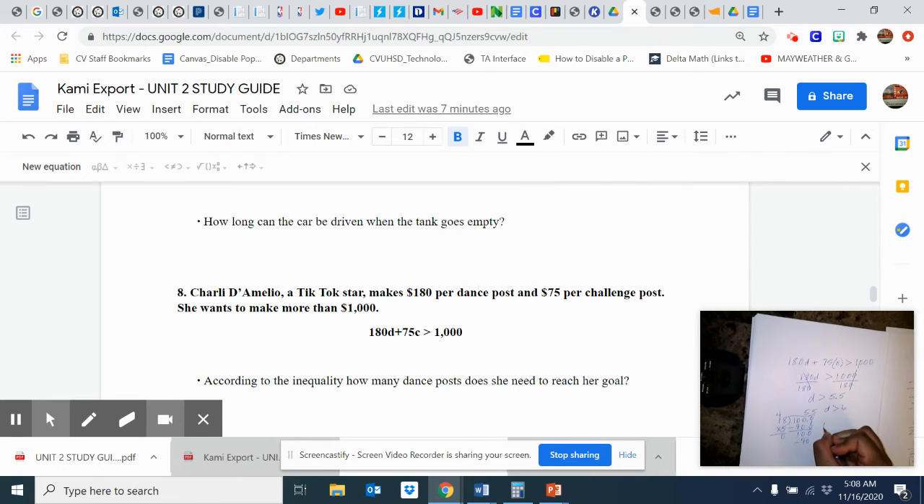Because if we do 180 times 6, that will be too many. Well, no, it won't. It'll be greater. If we did 5, how much would we have? No, it won't work. So it needs to be greater than 5.5. So it needs to be 6. It has to be 6. At least 6 dances. So make sure that you're able to do that. And know that, okay, to reach her goal.